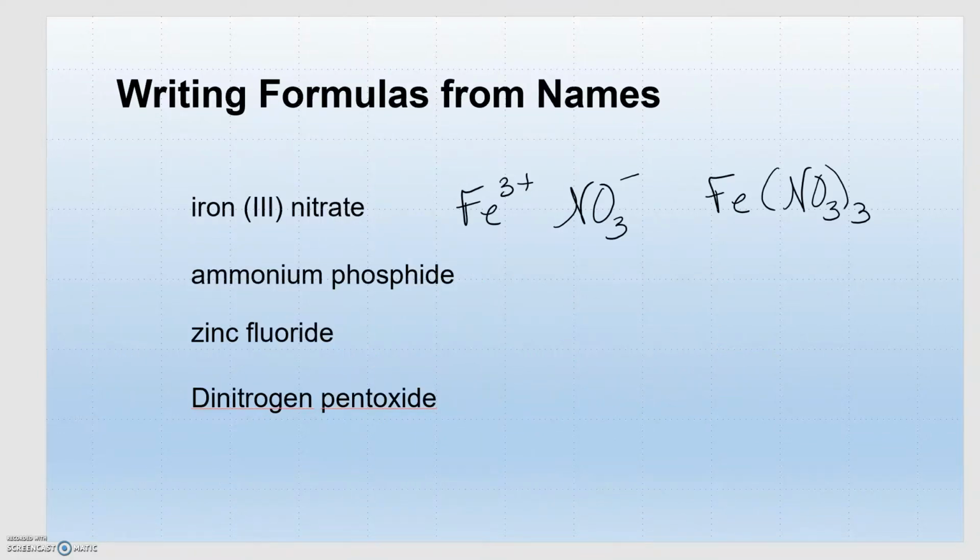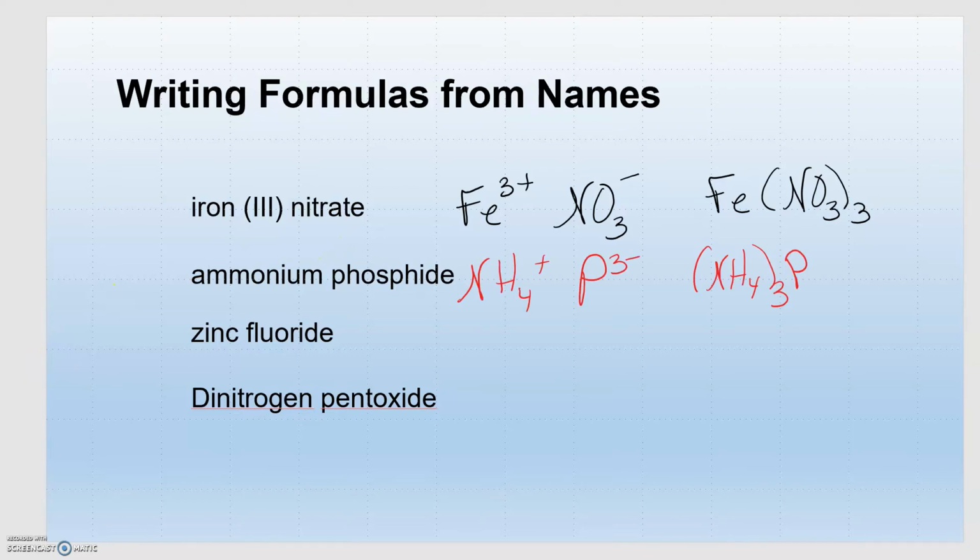So we can go the other way. We can write the formula if we're given the name. So iron Roman numeral 3, that means iron with the +3 charge. Nitrate, notice the ATE, not an IDE. That just screams, I'm a polyatomic ion. Go to the chart, sure enough, there it is. It's got a -1 charge. So in order to combine these and make them neutral, I'll need 3 of the nitrates. I'll have to put the parentheses in with the subscript 3.